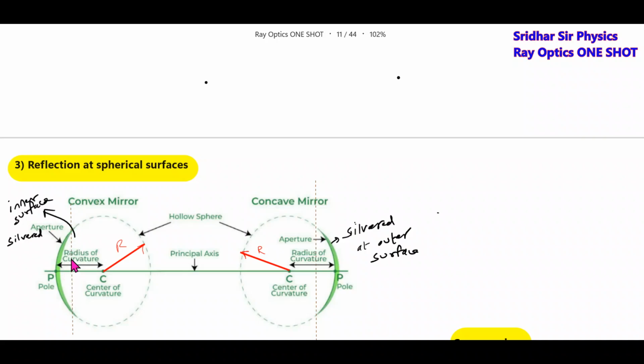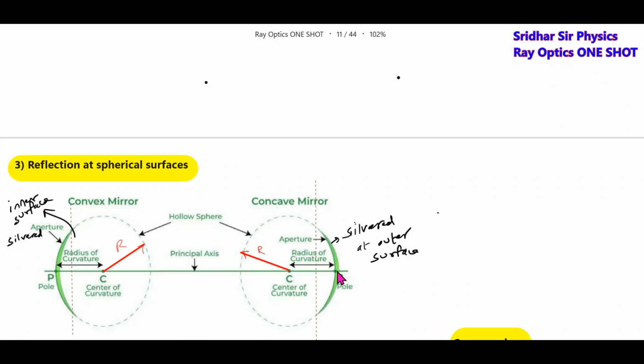This particular aperture will become like a convex mirror. Similarly, this will become a concave mirror. This outer surface will be available for reflection, and the inner surface will be silvered here. The outer surface will be available for reflection. With the outer surface silvered, the inner surface will be available for reflection.